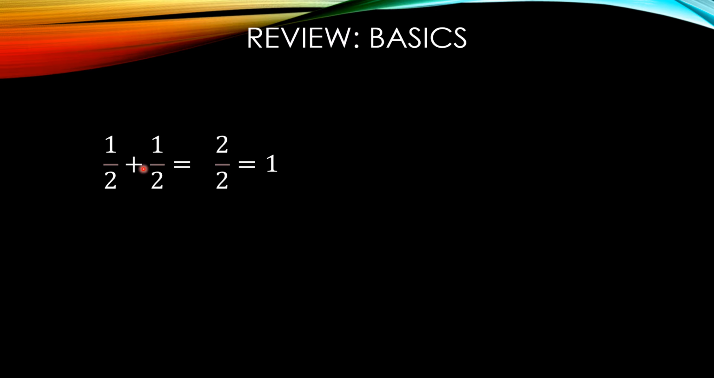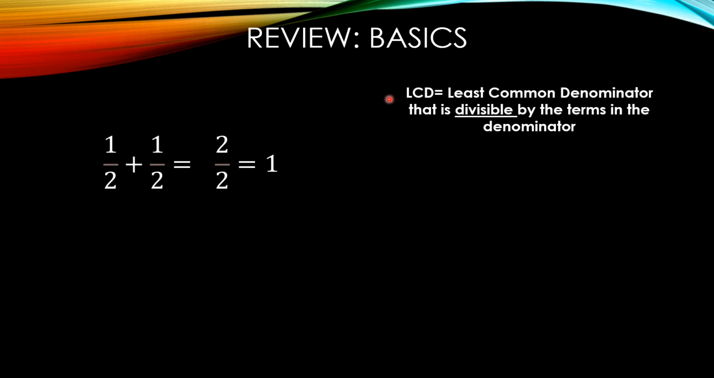But the reason we get there is because we add the numerators together to give us 2, and we keep the denominator the same to give us 2 again, and that gives us our number 1. And this is because of something called the LCD, which is the least common denominator. Basically what we're trying to find is a common denominator that is divisible by the terms in our original problem. Now, these are the same, so we can just carry this out, and it's very simple to find our answer. But when it's not the same, we have to find the LCD.